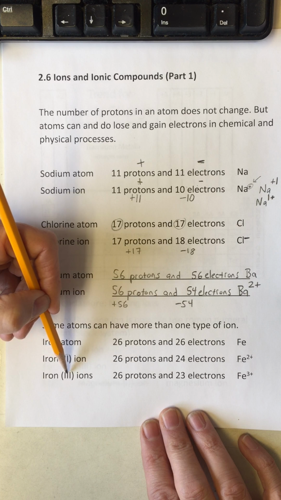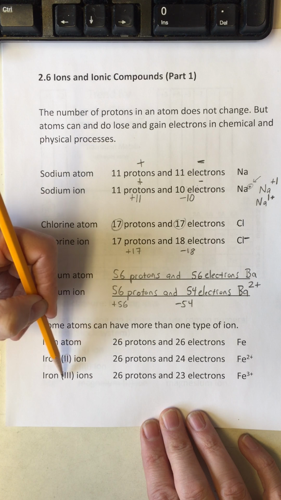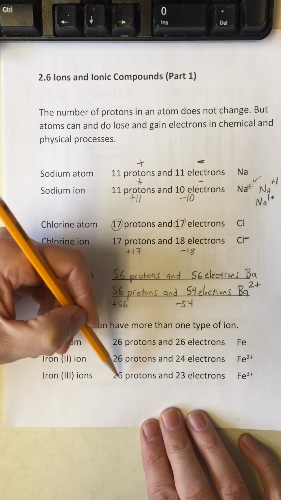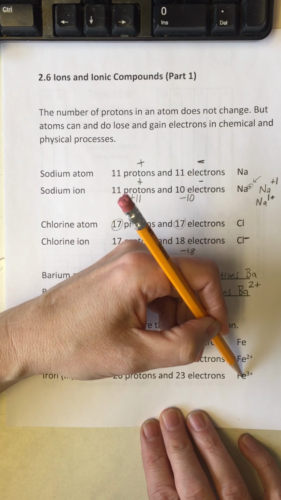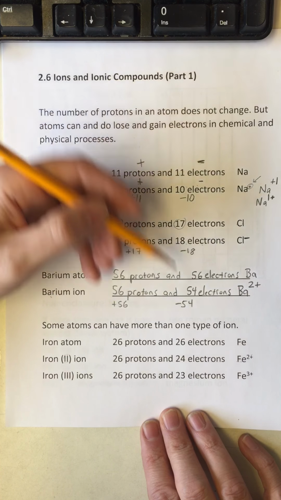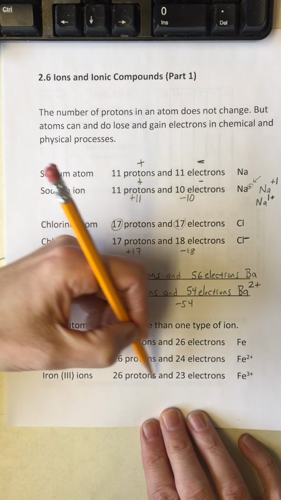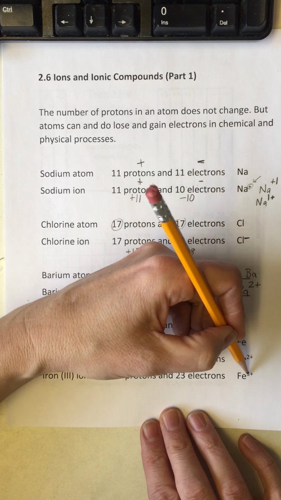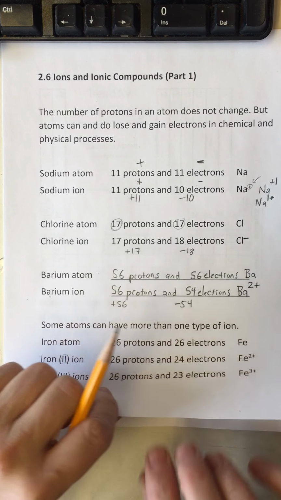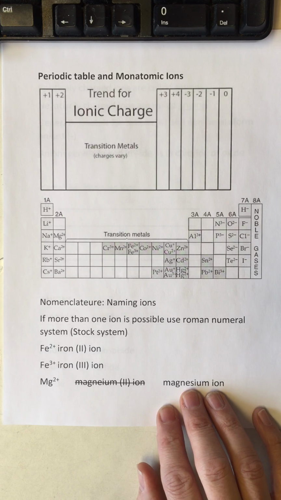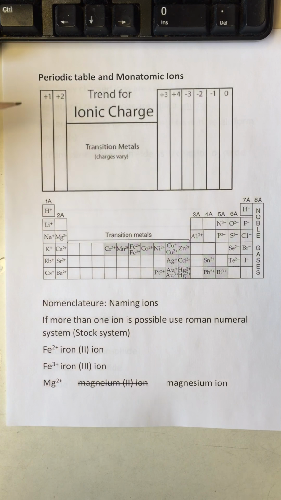But there's also a very common form of iron called iron 3. 26 protons, 23 electrons. Fe 3 plus. Why 3 plus? 3 more positive charges than negative, so positive charge plus 3. Okay, so there are different ions that can be formed. Now let's see if we can figure out some patterns to this.